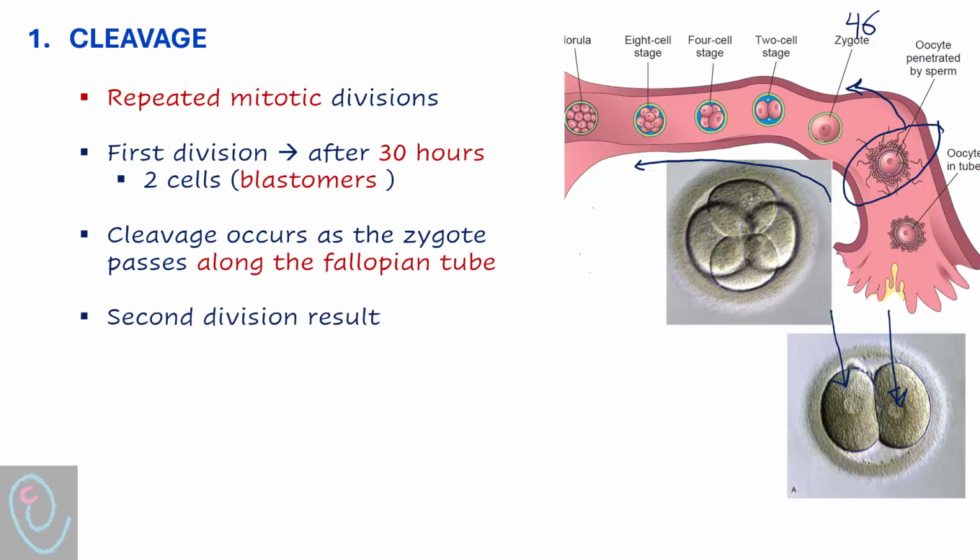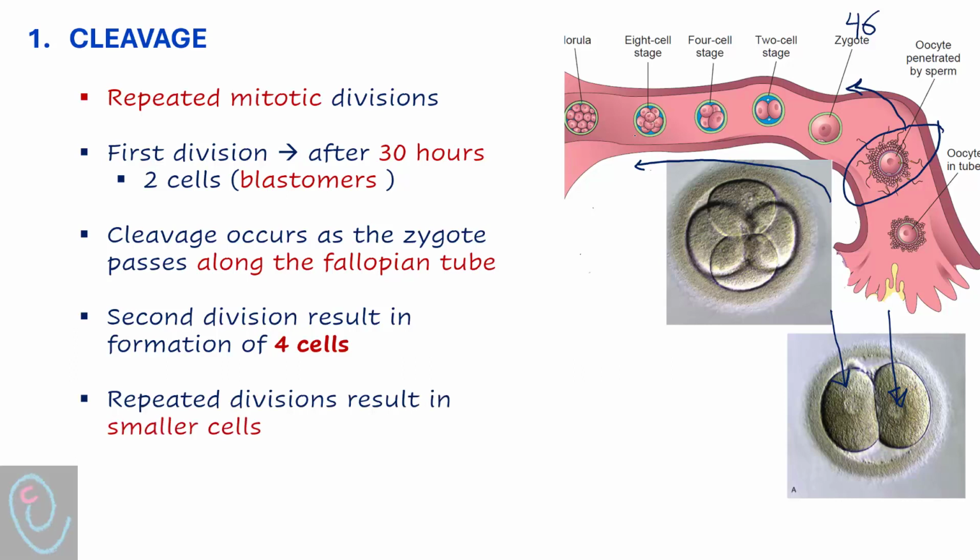The second division results in the formation of four cells, and repeated divisions result in smaller cells. As you see, blastomeres in the 4-cell stage are smaller than blastomeres in the 2-cell stage. At the 4-cell stage, the zygote activates its genetic material, a process known as zygotic genome activation.